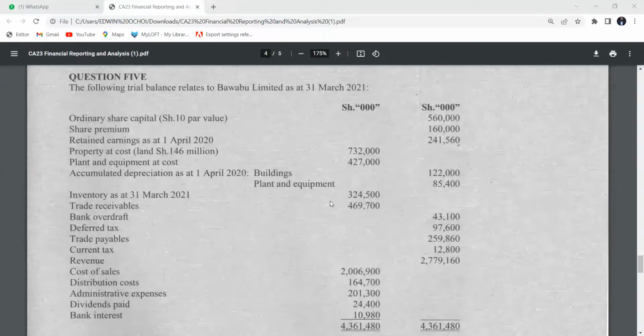Anyway, this is the relevant question of BAWAB Limited. The following trial balance relates to BAWAB Limited as of 31st March 2021. You are given the relevant items: ordinary share capital, share premium, retained earnings, property, plant and equipment, accumulated depreciation, inventory, trade receivables, bank overdraft, deferred tax, trade payables, current tax, revenue. And we have cost of sales, distribution cost, administrative expenses, dividends paid, bank interest.